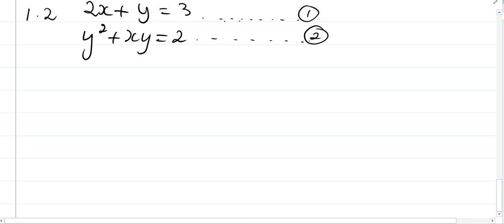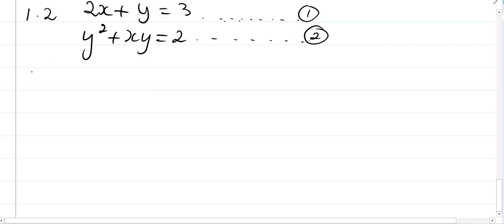So to solve this simultaneous equation, I must form the third equation. I take a look at equation 1 and equation 2 and I check. Normally what I check for is the equation that does not have the squared, or that is easy to manipulate. So taking a look at this equation and this one, it is easier for me to make y the subject of the formula from this equation rather than this one.